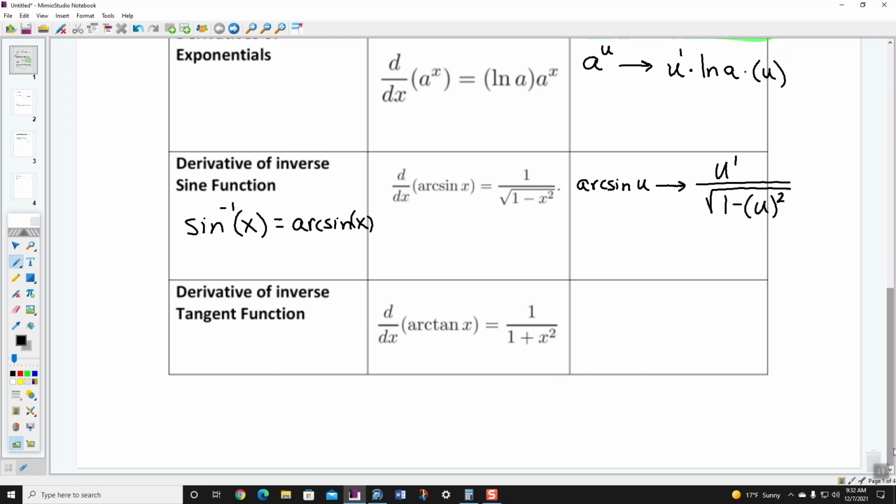Anybody want to guess, based on what the derivative of the inverse tangent of just x is, what the derivative of the inverse tangent function of some value u would equal? U prime over 1 plus u squared.